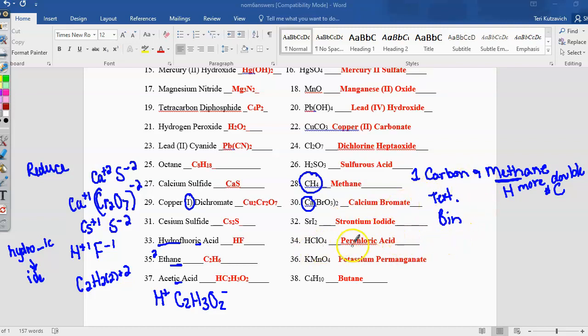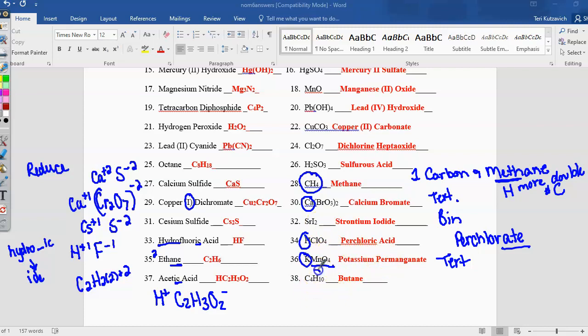The next one, you know it's an acid because it begins with H, so name what comes after the H, and it's perchlorate. And ate becomes ic, so it's perchloric acid. This next one's a tertiary, so you know it's potassium, and anything that comes after the potassium has to be found on your polyatomic ion sheet, and it's permanganate.